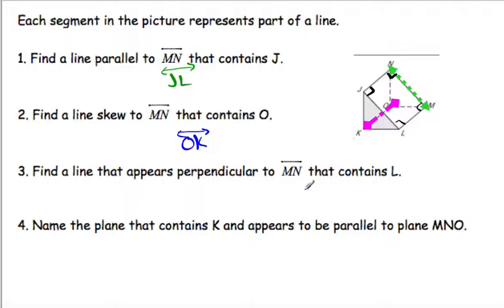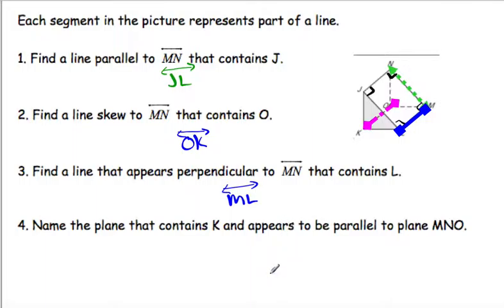Find a line that appears perpendicular to MN that contains L. If we want to be perpendicular to MN and contain L, and I'm glad they put "appears" because that was what I was talking about, we're going to go with these being right angles. To be perpendicular to MN and go through L, it's going to be this ML right there. So ML, naming it with our line bar there.